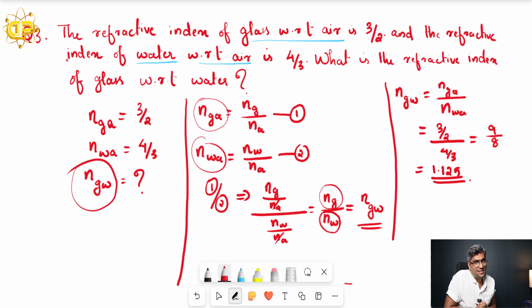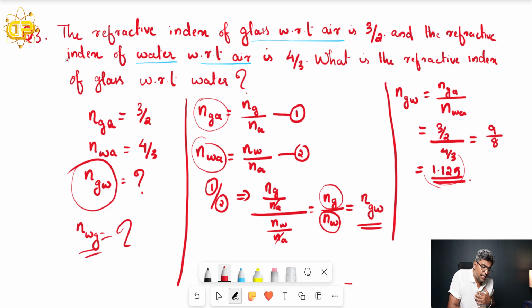So simple, but you may get confused, because there are no direct values given. The only values given are something else, and you just divide to get the answer. From the same question, if you are asked to find NWG, the refractive index of water with respect to glass, what will you do? Either you can just take the reciprocal of this value.